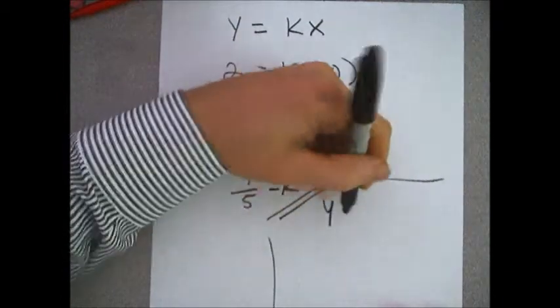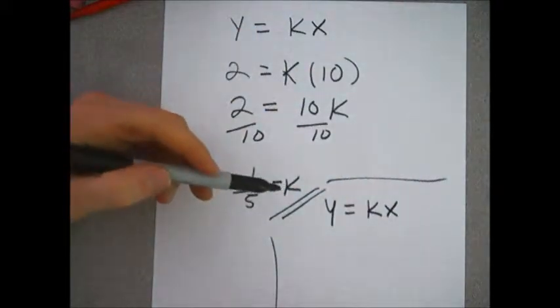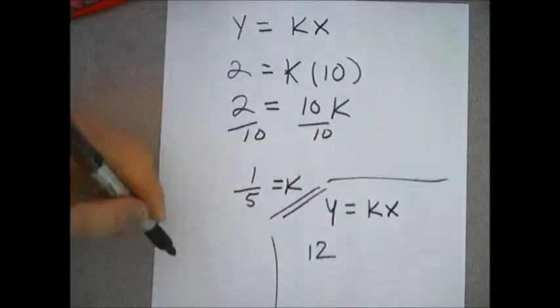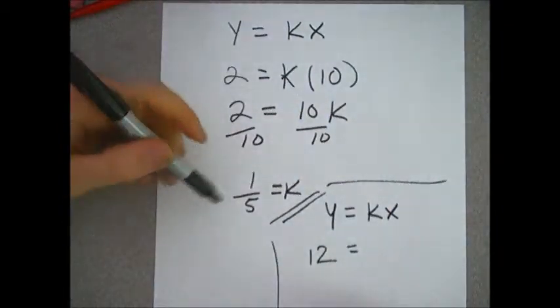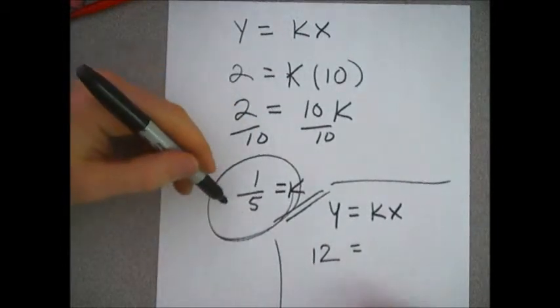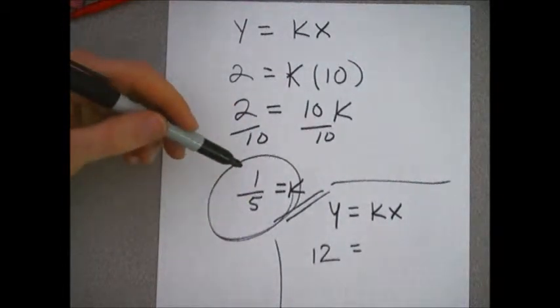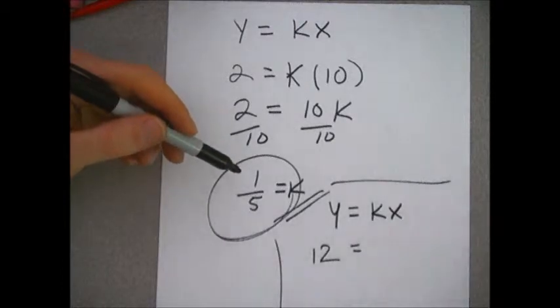Write your formula. Y equals kx. What am I looking to find? Find x. Well, what do I know now? When y is 12, plug that in. What do I know about k now? K is what? 12? It's in the problem. 1 over 5. Wait, you see 12 in the problem. It's right there. Oh. Second one.